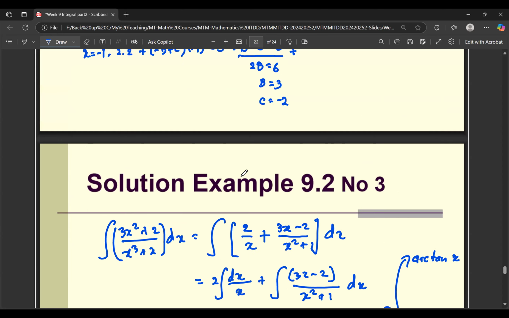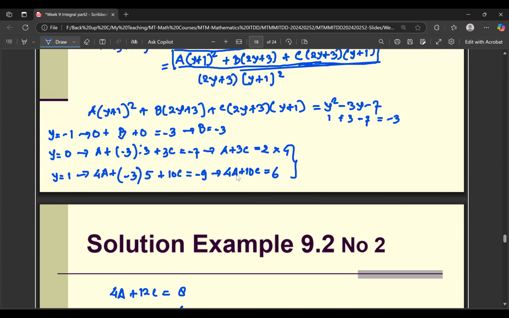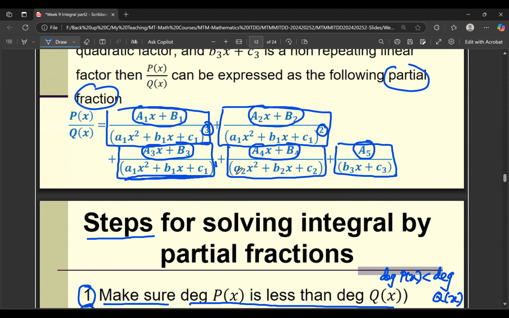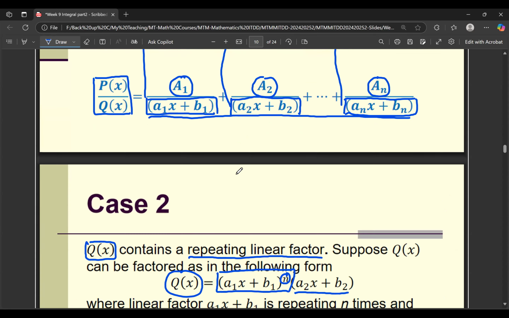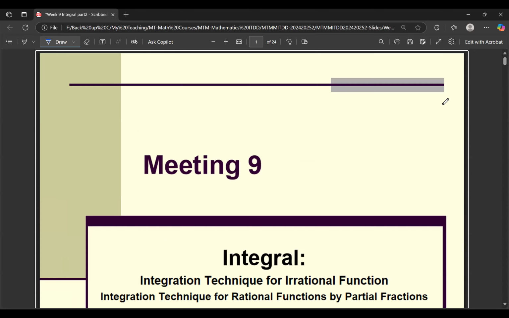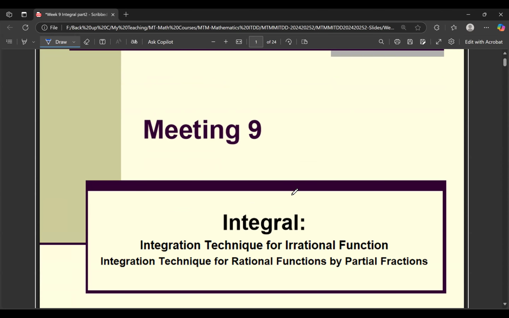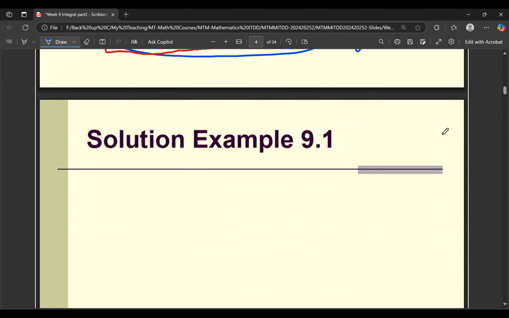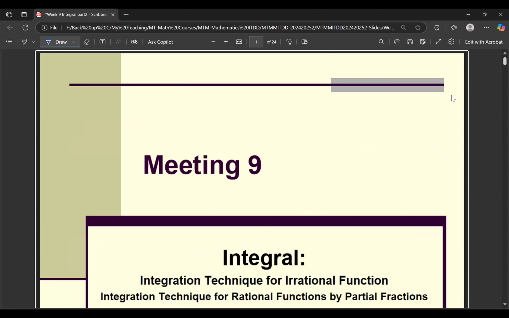Okay, that's all the presentation of meeting 9 this evening, and I hope you can read it, and you can write it down by yourself in your notes. This presentation will be uploaded to YouTube, and I will send you the link of that YouTube.